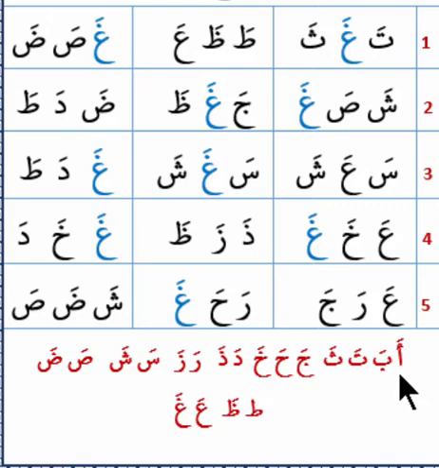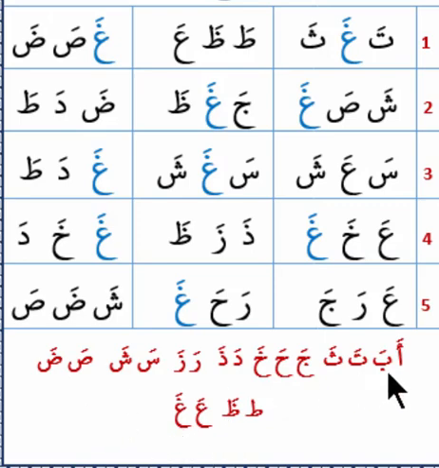A, Ba, Ta, Tha, Ja, Ha, Kha, Da, Dha, Ra, Za, Sa, Sha, Sa, Dha, Ta, Dha, A, Gha. Remember the heavy letters that we had so far? Kha, and of course Ra because of the fatha, Sa, and Dha, and Ta, and Dha, and then the Gha.